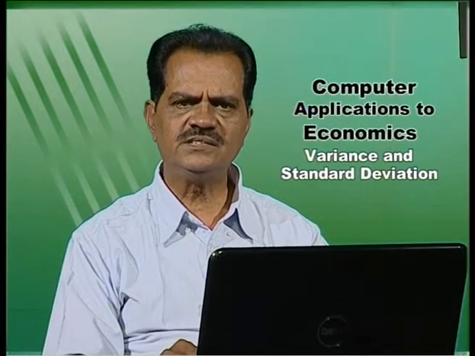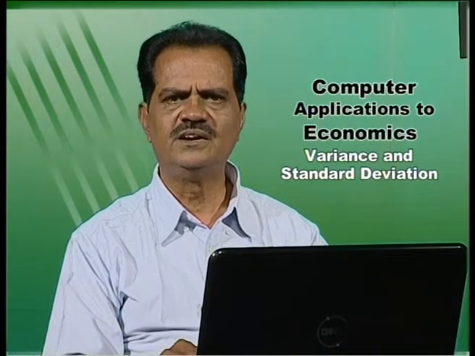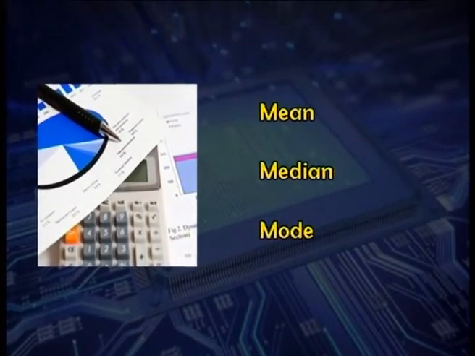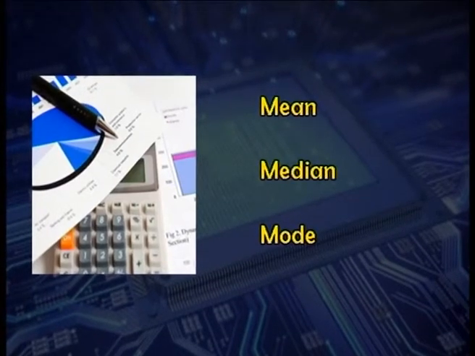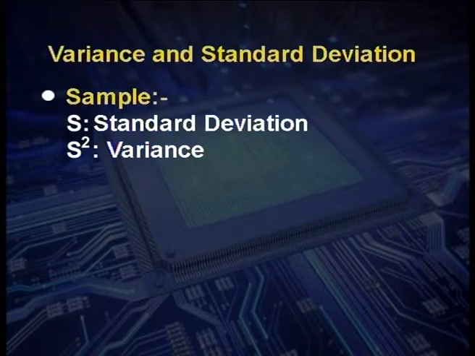Now, any of these things can be found out for a sample, and they can be found out for a population, just as we had seen earlier that the arithmetic mean, median and mode can be found out for a sample and also for a population. So in this case also standard deviation can be found out for a sample and for a population. When it is found out for a sample, it is denoted by S. So standard deviation is symbolized S when it refers to a sample, and the square of this standard deviation will give us the variance.